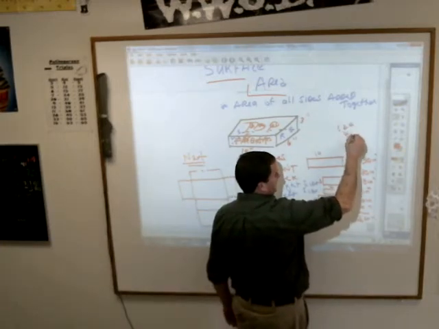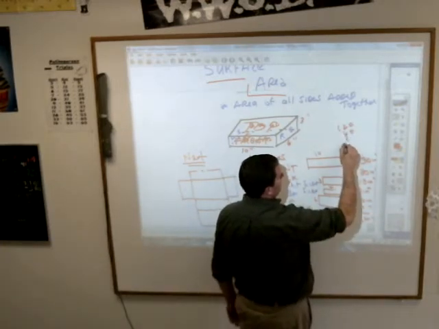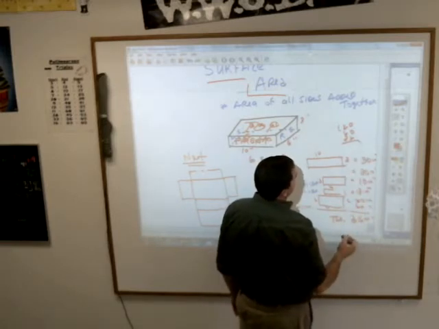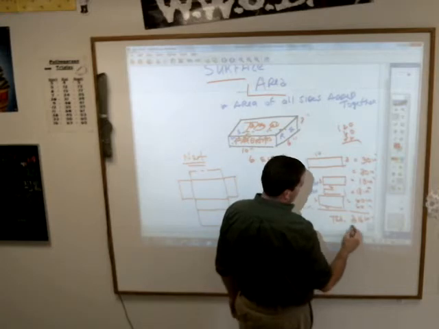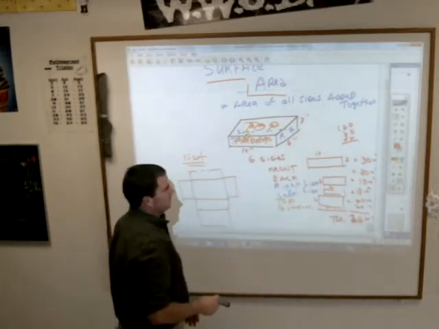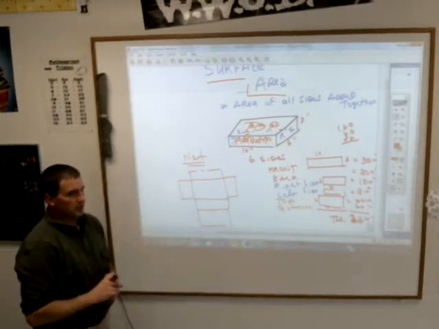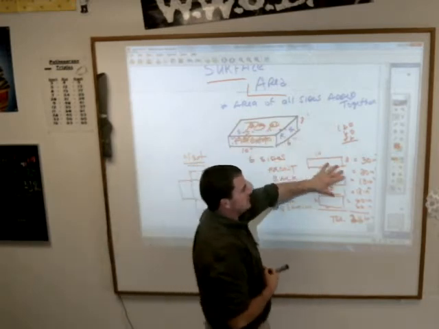120 plus 60 plus 36. 156. I think it's 216. How about 216? I just added them wrong. But that's what you need to show when you talk about surface area. Okay? You've got all of the sides added together.